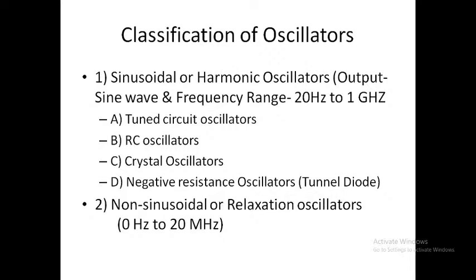Then they are of different types: the first one is tuned circuit oscillators, the second one is RC oscillators, that is RC phase shift oscillators, the third is crystal oscillators, and the last one is negative resistance oscillators, that is tunnel diode. From that we are only going to see two oscillators, that is RC oscillators and crystal oscillators.